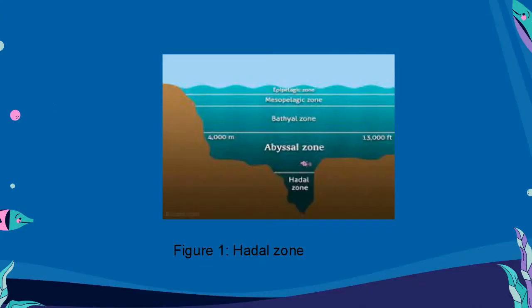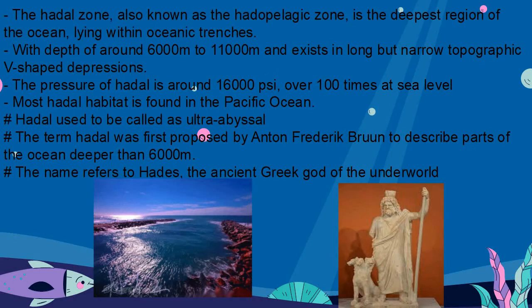About hadal, from the picture we can see that the hadal zone is the deepest zone in the ocean. The hadal zone, also known as the hadopelagic zone, is the deepest region of the ocean. The pressure in the hadal zone is around 16,000 psi, which is over 100 times that at sea level. Most hadal habitat is found in the Pacific Ocean.